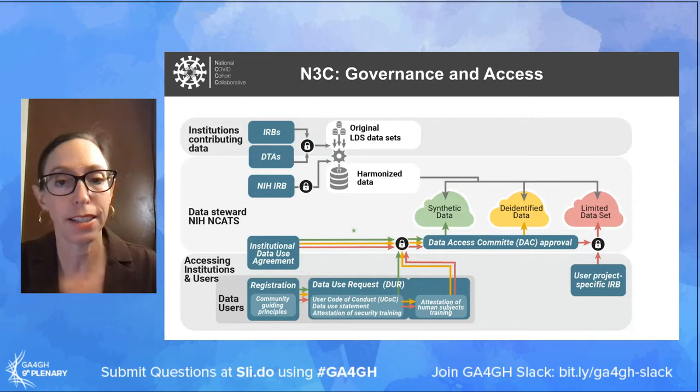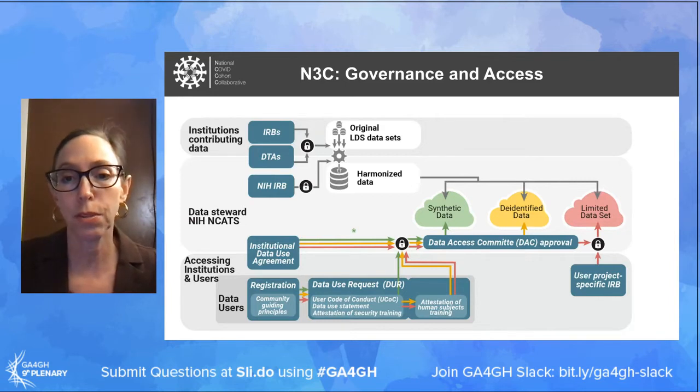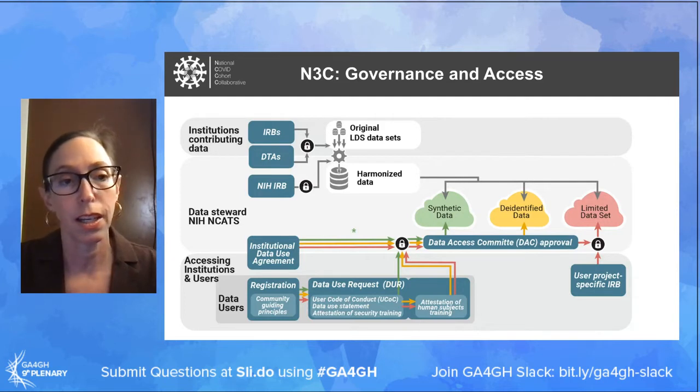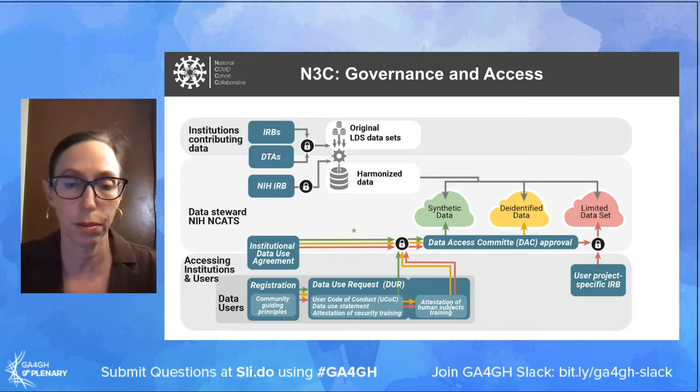And then an attestation of human subjects training and security training. So there's a lot of little hoops to jump through. But once you go through all of that, you go through the data access committee and get approval, and your project space is commissioned, and you can do the work on whichever tier of data you've been given access to. For projects requiring that limited data set, you do need a user project specific IRB through your institution. So there's an additional layer of oversight.